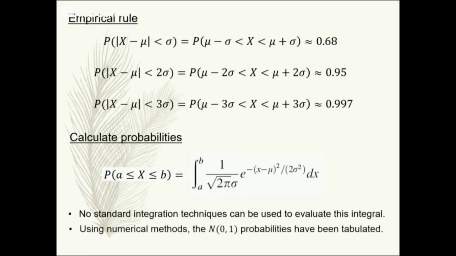Well, using numerical methods, somebody, praise God for them, has already done it for mu equal to 0 and sigma equal to 1. In the same way that you had binomial tables and Poisson tables, we actually have normal tables, and I'm going to show you how to use them in the upcoming slides. Yay, that means no integration for you for the normal distribution at all.